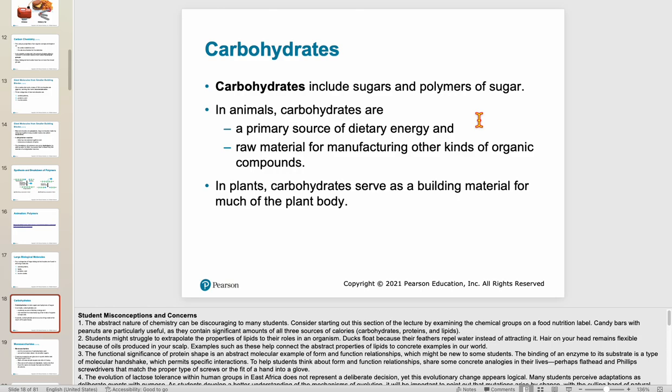The number 2 function for a carbohydrate is structure. And I'm going to go ahead and give you an example for the purpose of the video, and that's something called chitin, C-H-I-T-I-N. Chitin. It's the shell of some of these insects that you see out there. So if you've ever seen a cicada dry up and molt on a tree, well, that shell that they leave behind is made out of chitin.